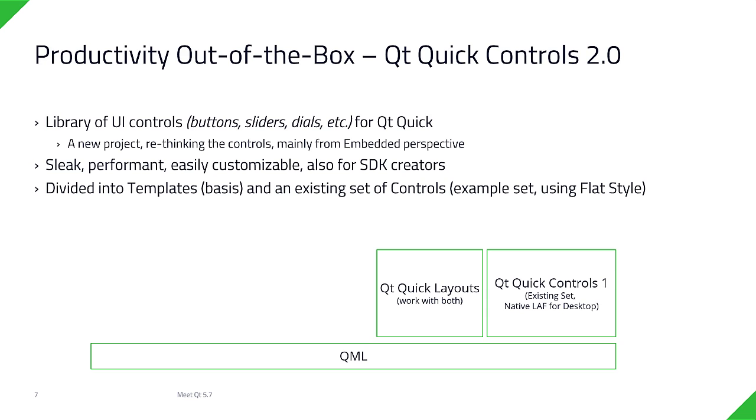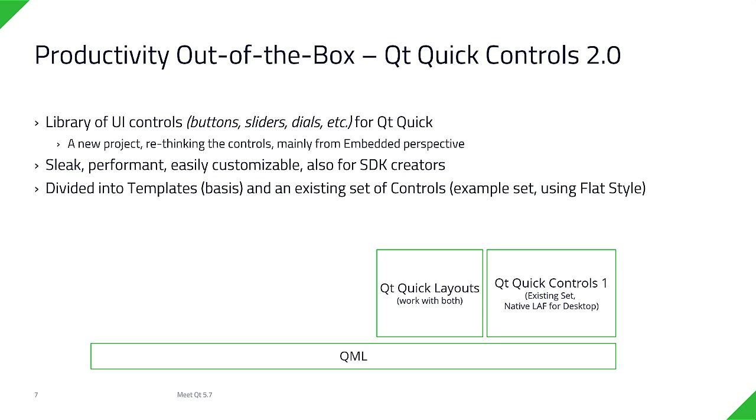However, already with Qt 5.1 we introduced Qt Quick Controls, which is a set of UI controls mainly targeted for desktop, meaning that you could do the same thing as with Qt widgets using QML. So they contain all these buttons and drop down boxes and menus, and they also provide a native look and feel for desktop. However, due to their architectural design, they do provide a lot of performance overhead on embedded platforms.